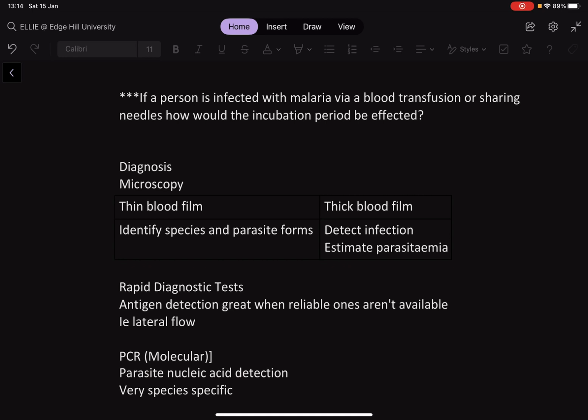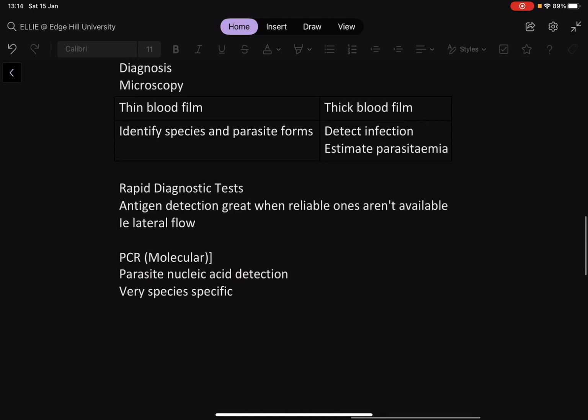If it's a thin blood film, then it's a really thin swipe of blood, so it's very, very small, like one red blood cell thick, and it helps us identify the species and parasite forms. But what we tend to use is a thick blood film because it's faster and easier to just swipe some blood regardless of thickness, and it allows us to detect if an infection is present and to estimate the parasitemia.